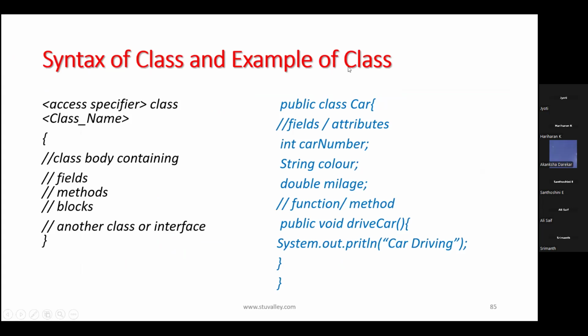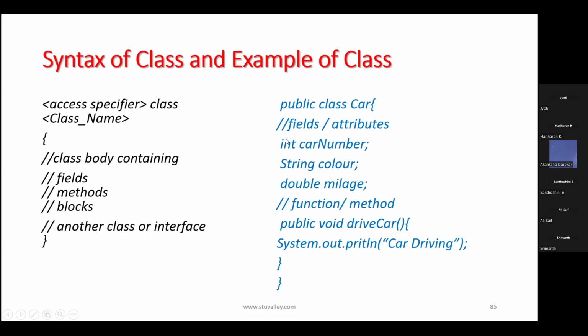Now the syntax of a class, we have already seen this. We have to specify the access specifier. It can be public. It can be default. Private classes and static classes are there, which we will see in the nested classes part. Class is a keyword. Then you have to specify the class name. The class body contains fields, methods, constructors, blocks, another class, and interface. All this is inside these curly braces, and that is how we define a class.